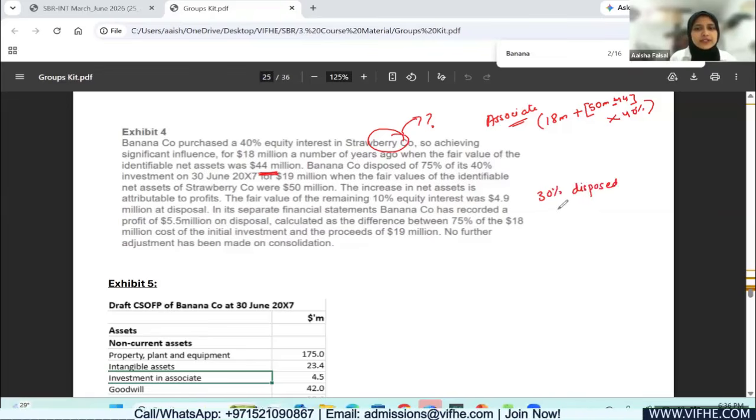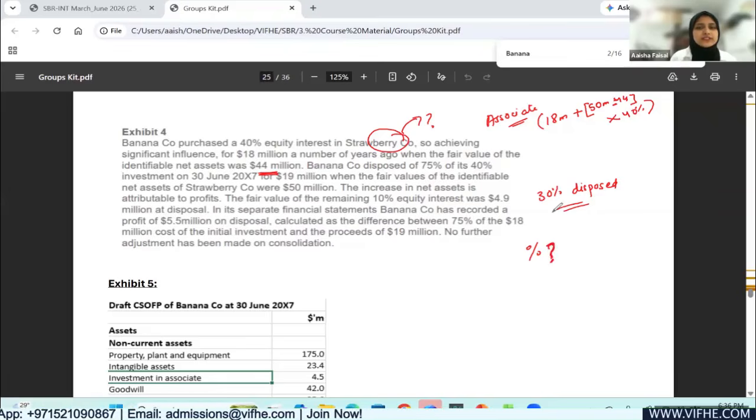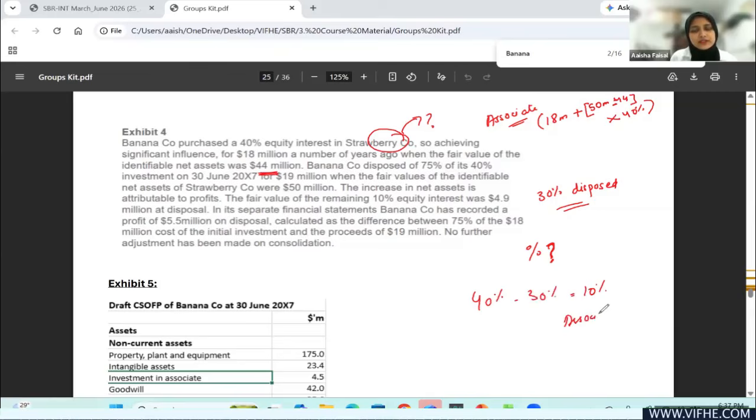For an entity to be an associate, how much percentage is considered as an associate relationship? 20 to 50. So from 40%, if you dispose 30% and you're remaining with 10%, is it an associate anymore? No, it's not an associate. So you will have to do a disposal of the associate accordingly.